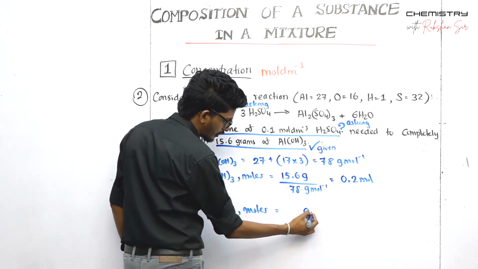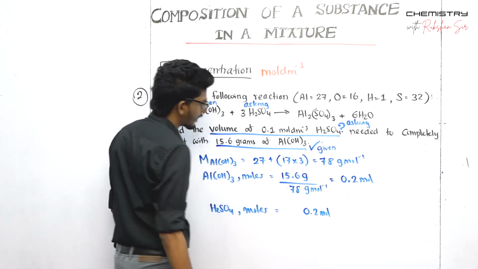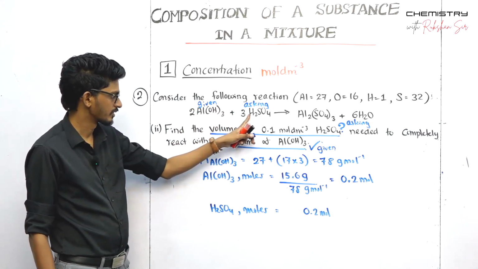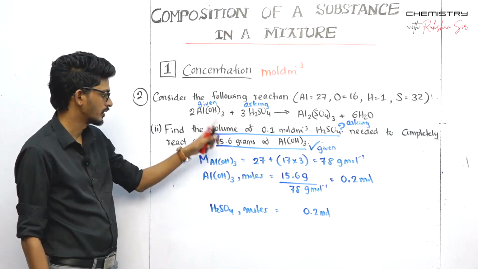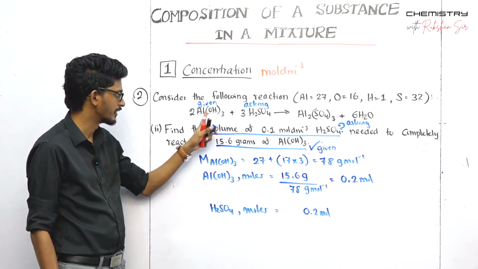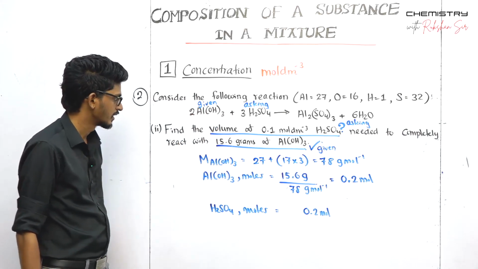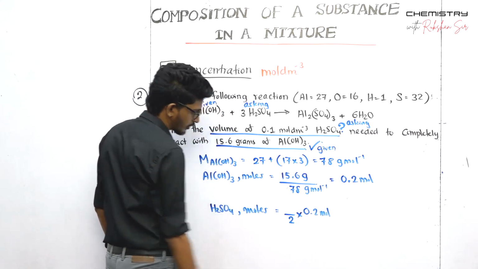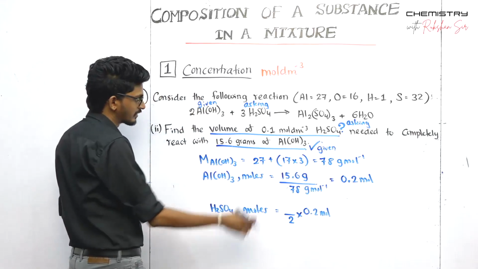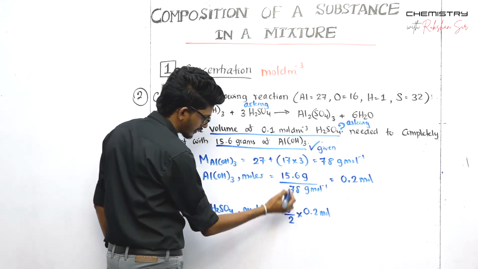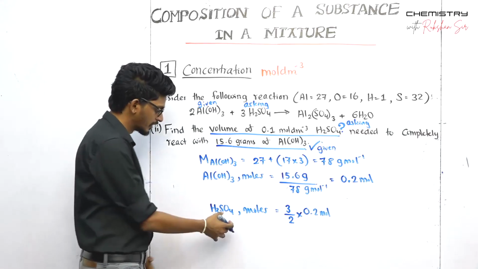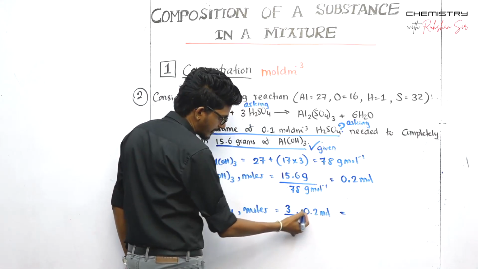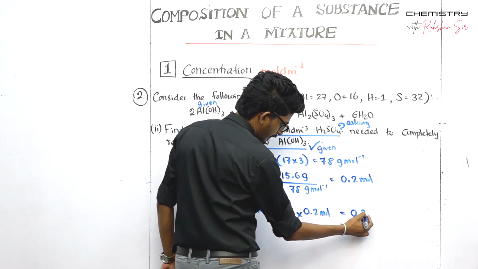0.2 moles is actually for 2 portions. We need such 3 portions for the H2SO4, right? 0.2 is the number of moles of aluminum hydroxide, representing 2 portions. So for 1 portion, this value should be divided by 2. We need such 3 portions, so that will give you the H2SO4 value. So that is going to be 0.3 moles.